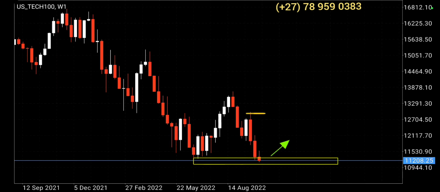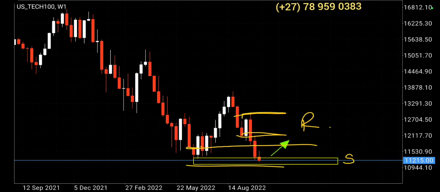So in this case now, because we pushed down, you do have this here. So you can take this as a resistance, you can take this as your support. Not this one. You are inside the support. The space is quite small. That's only a problem if you're executing on weekly.